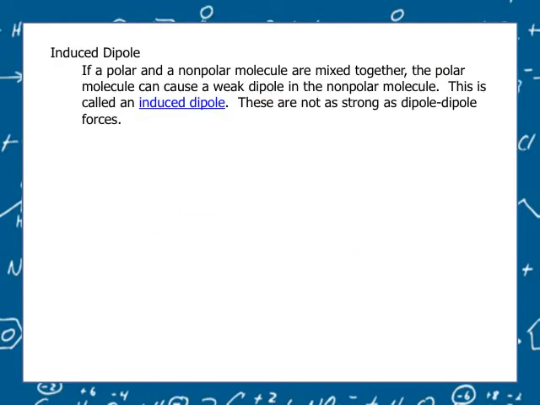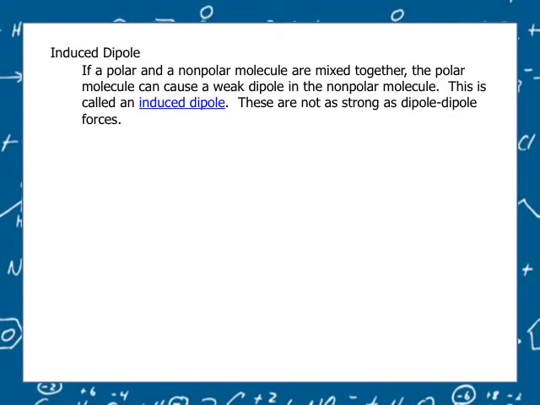Okay, last one. This is a bit of a special case. We will not see it too often because it requires two separate substances. It requires a polar and a non-polar substance. And this is what we call an induced dipole. You might have heard the term induced before. It means to cause, like in induced labor.